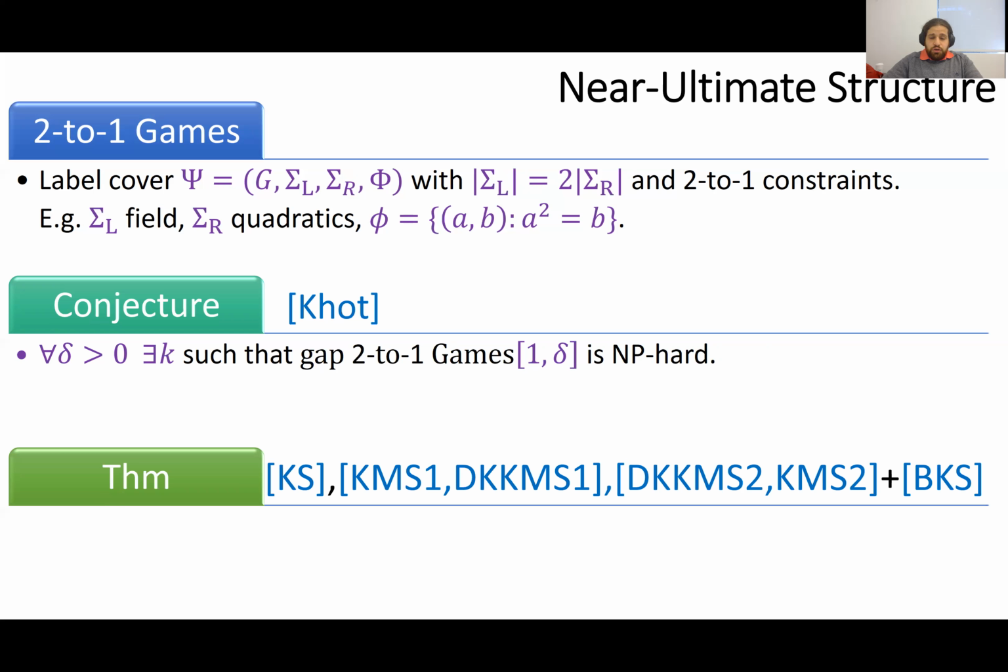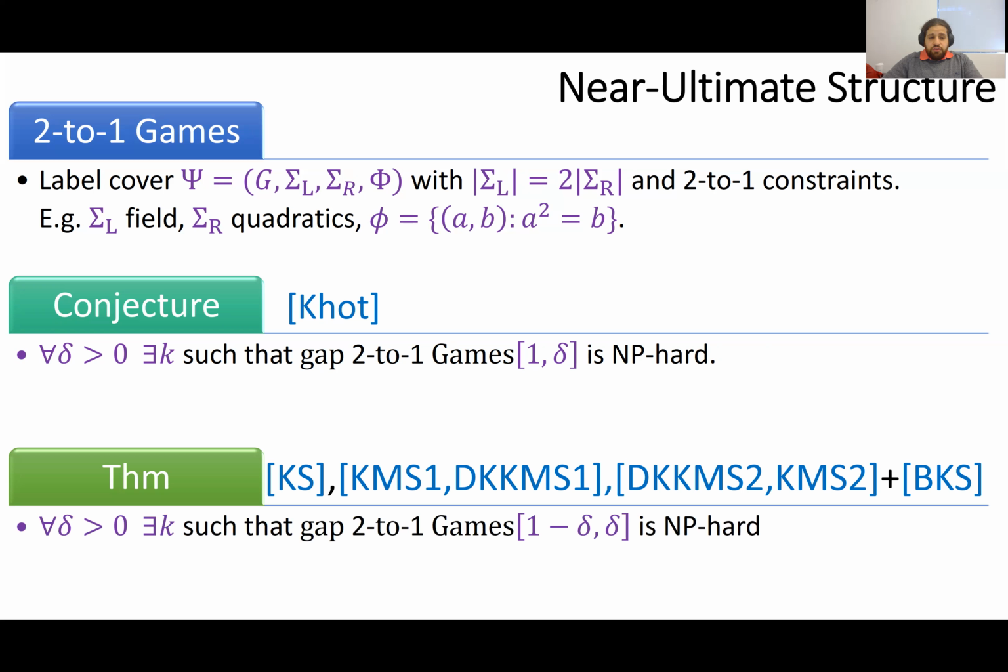Well, so we cannot prove the conjecture as stated, but we can prove something very close to it. So this is the 2-to-1 games theorem. It's stated for every epsilon, for every delta greater than 0, for sufficiently large alphabet, it's NP-hard to distinguish between almost satisfiable 2-to-1 games instances and at most delta satisfiable 2-to-1 games instances. So this is good because this is a pro. It's provable. It's a very restrictive type of structure, so we're happy.